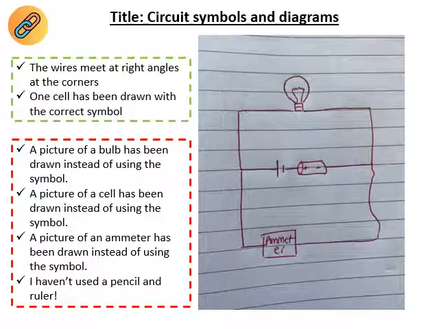Okay, so you might have got things like this. Things that I did well are in the green box. The wires meet at right angles, well, mostly. One cell has been drawn with the correct symbol. I've drawn pictures for the others though, which isn't very clear. So that's in the red box. I've drawn a picture of a bulb, a cell and an ammeter, rather than using the correct symbol. I also haven't used a pencil and ruler. You can see one of my wires has gone a bit wobbly.